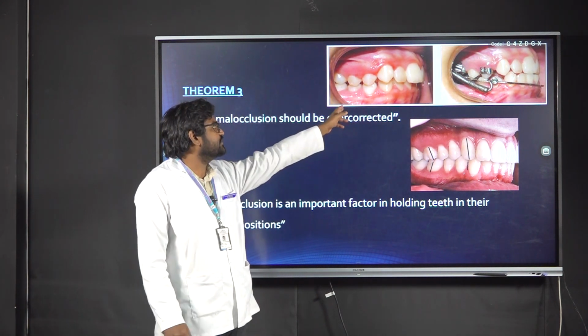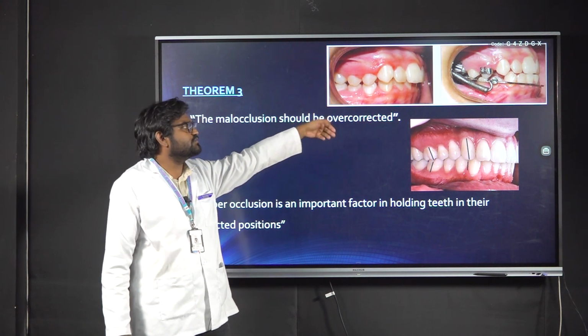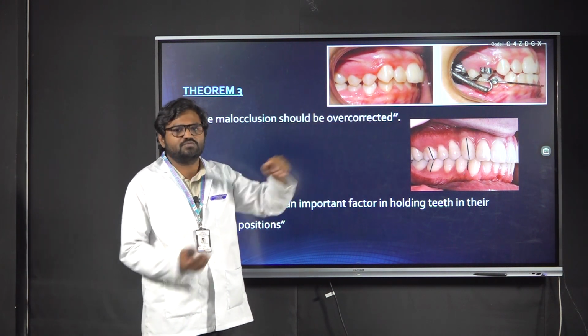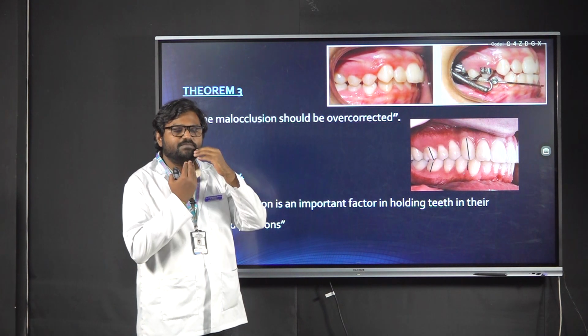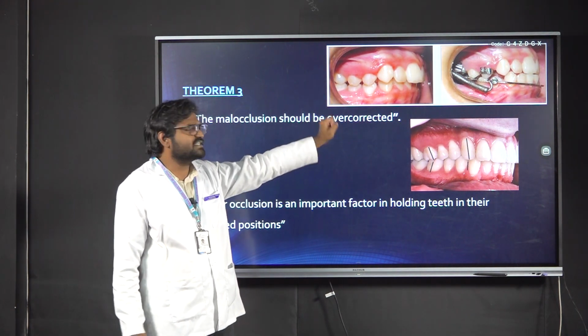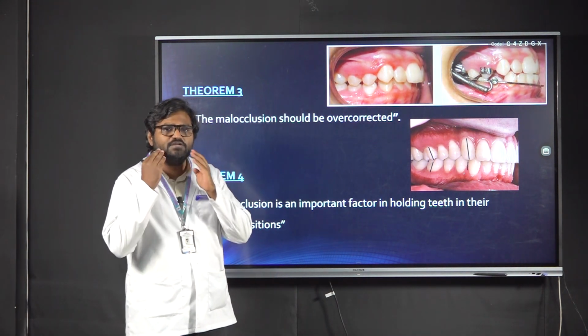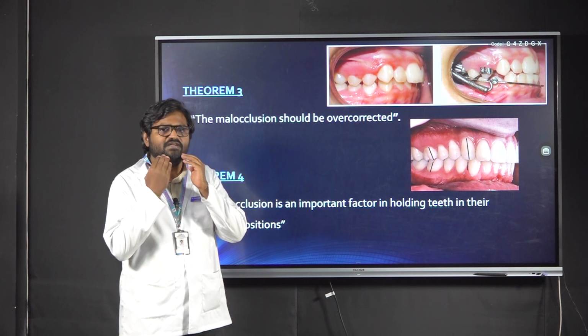For example, in this picture, it's a classic class 2 div 1 case where you have a retrognathic mandible. So for correction, they have given a fixed functional appliance to correct the molar relationship and to correct the retrognathism. What they have done is they have advanced the mandible with the help of an appliance. This is basically a fixed functional appliance. So by doing this, instead of advancing it up to a class 1 molar, they have advanced it more.